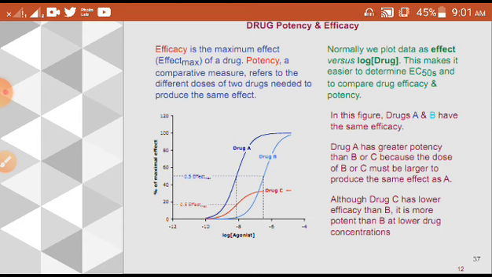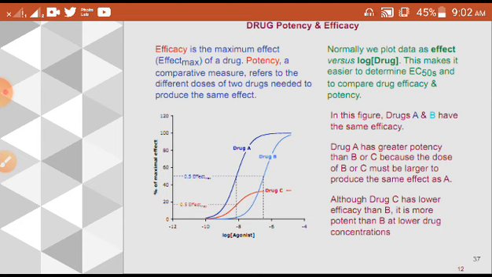The dose of B or C must be larger to produce the same effect as A. So in that case, B and C should be used at lower doses to give the maximum effect. Although drug C has lower efficacy than B, it is more potent than B at lower drug concentration. You can see drug C has lower efficacy, right? If you see, the dose required by drug C is the same as that of drug A, but it has not achieved the same effect that drug A has achieved, right?